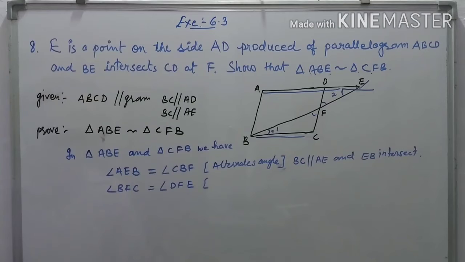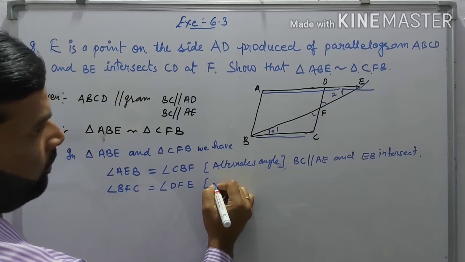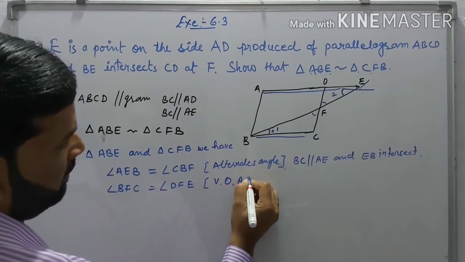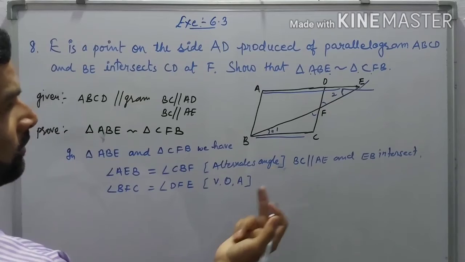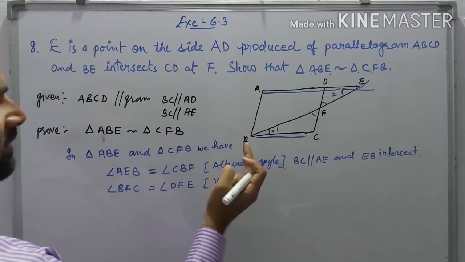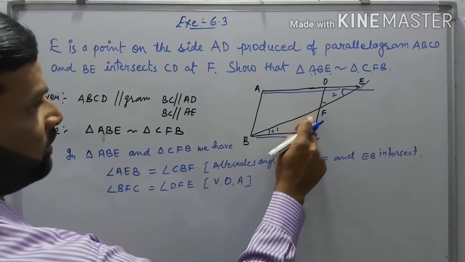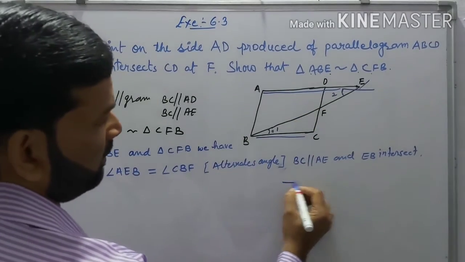DFE is which type of angle? It is a vertically opposite angle. But it is not used now for the two triangles CFB and ABE. This is not used. Now you draw the triangles.